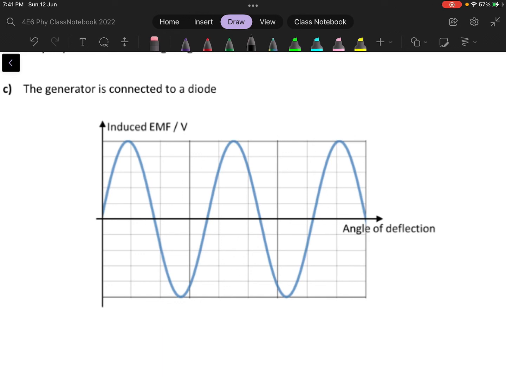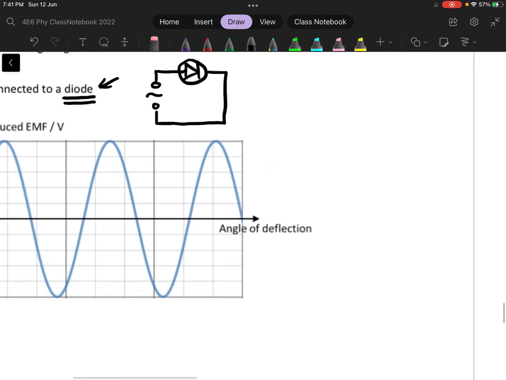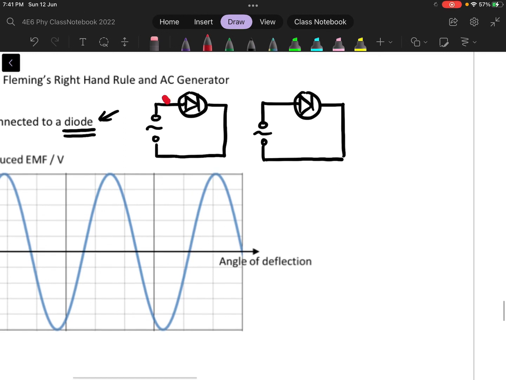So here you get the last part. Now you have a generator that is connected to a diode. So what does a diode do? Basically, if you have an AC source connected to a diode, I will draw two identical circuits to illustrate. At one instance, the current may go in this way, and because the diode is in this particular direction, the current will be able to go through.